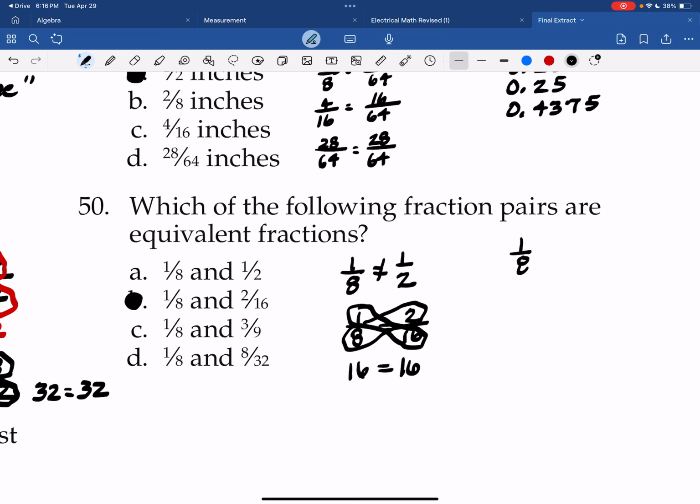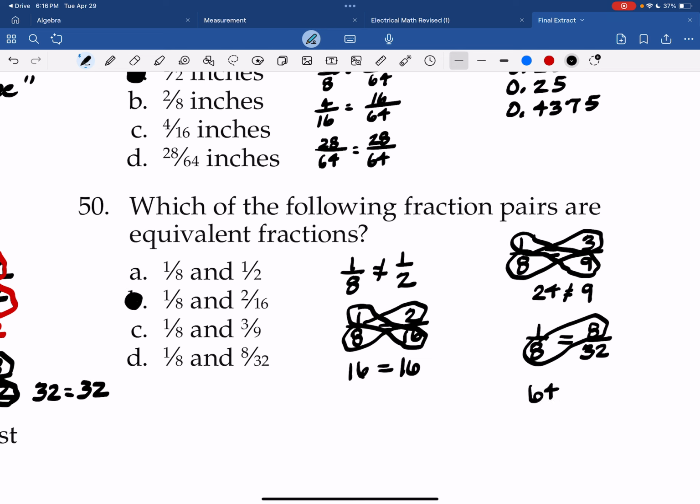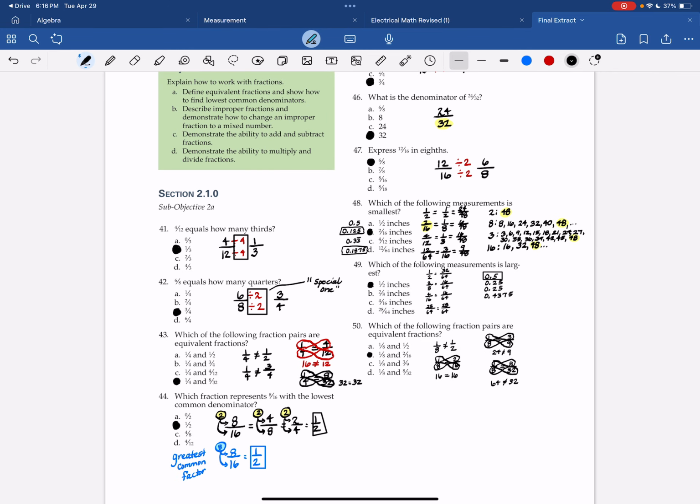1/8 and 3/9. Use the cross product test to get 24. And on this cross, you get 9. Those are not the same thing. And then 1/8 and 8/32. 8 times 8 is 64. 1 times 32 is 32. And those are not the same cross product. So B, as in Bravo, is the answer.